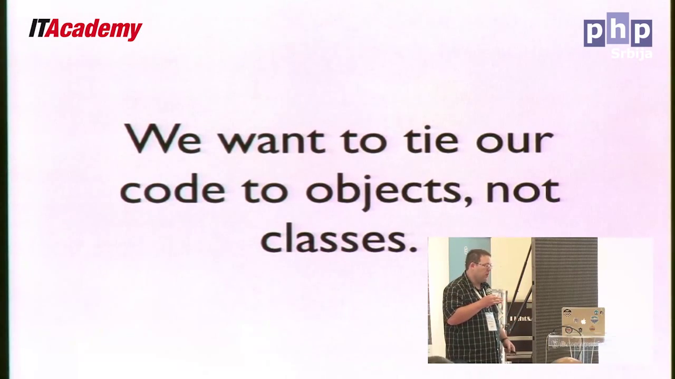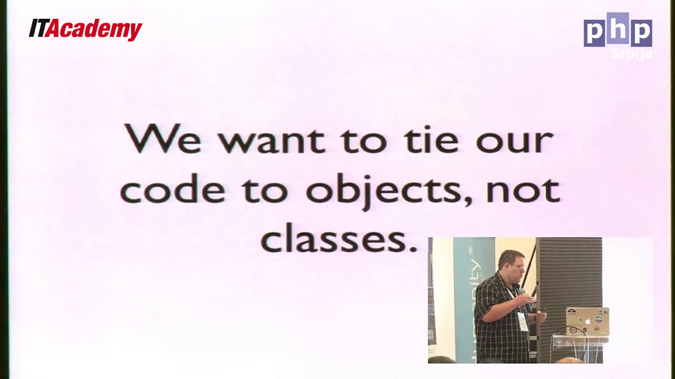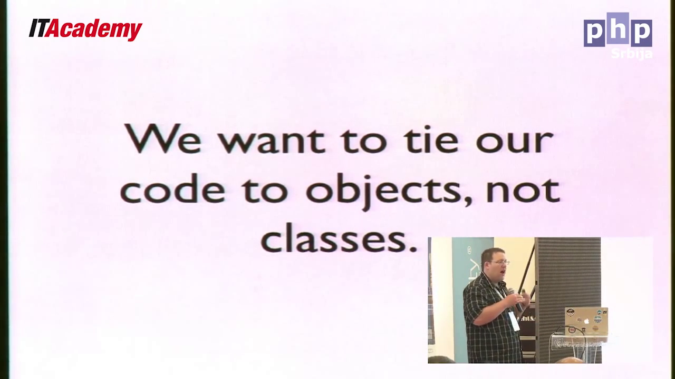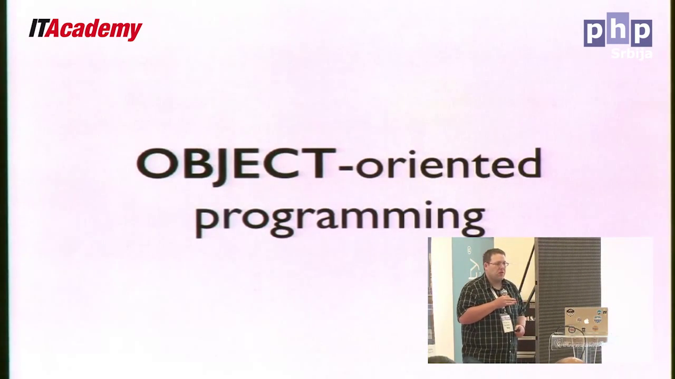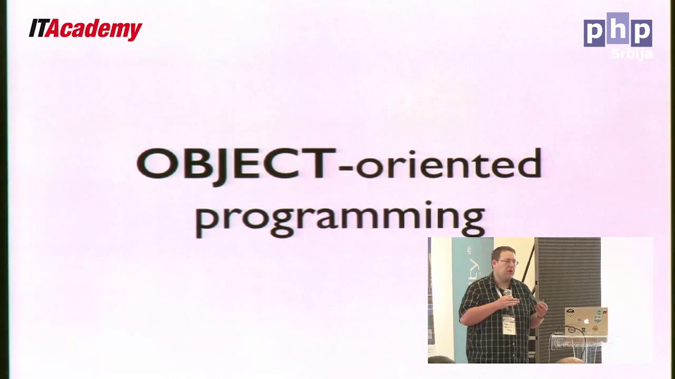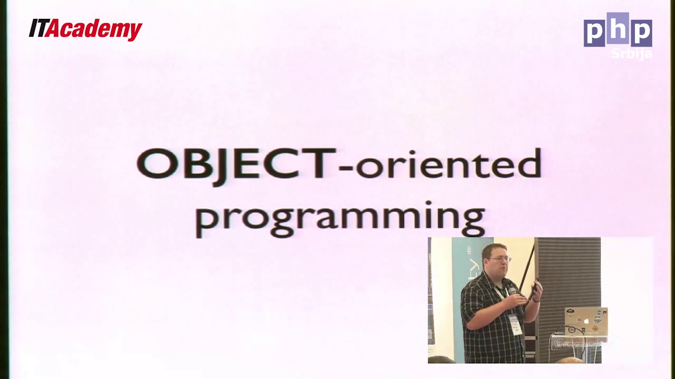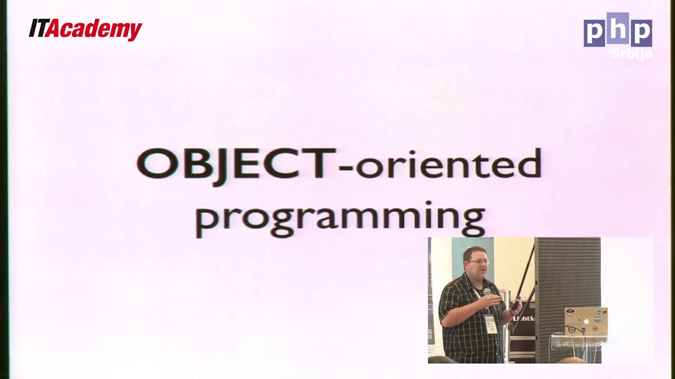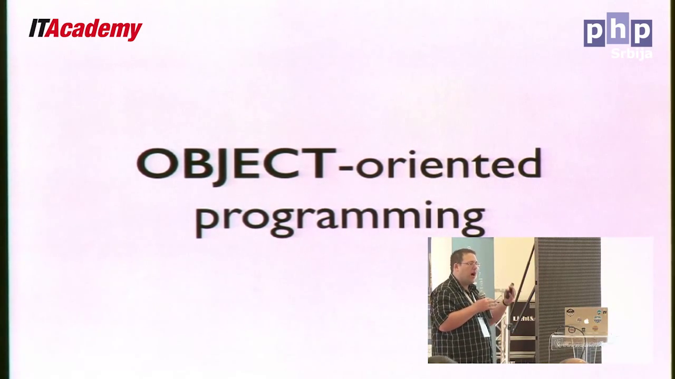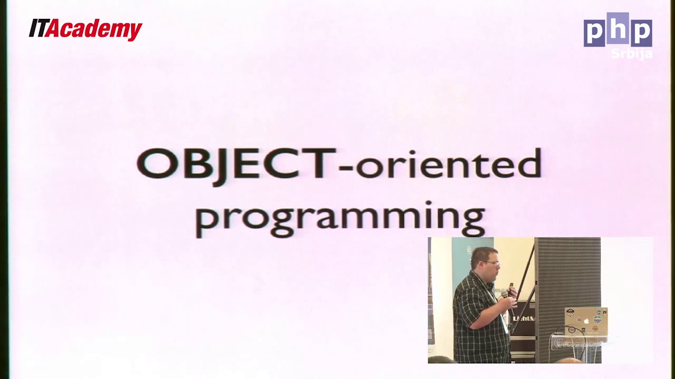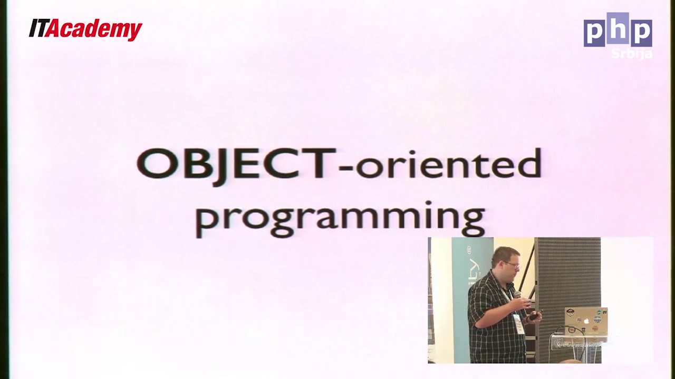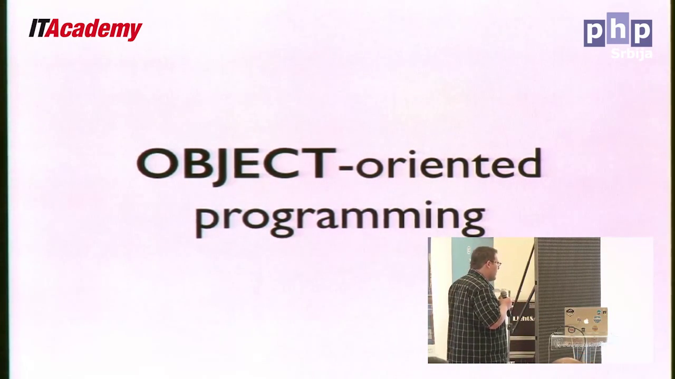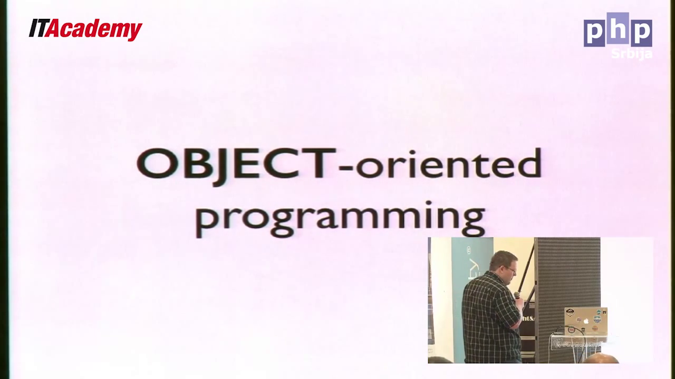The problem is that we want to tie our code to objects, not to classes. This is object-oriented programming, and objects are the things that we care about. Objects have behaviors, and objects have things that they do. Classes are just collections of code, but objects are things that in our application do something. So that's what we're really trying to tie our application to.